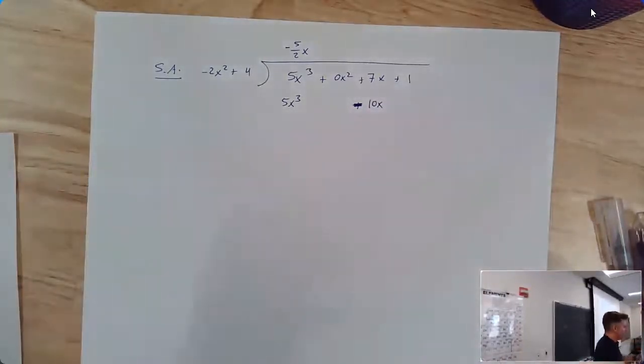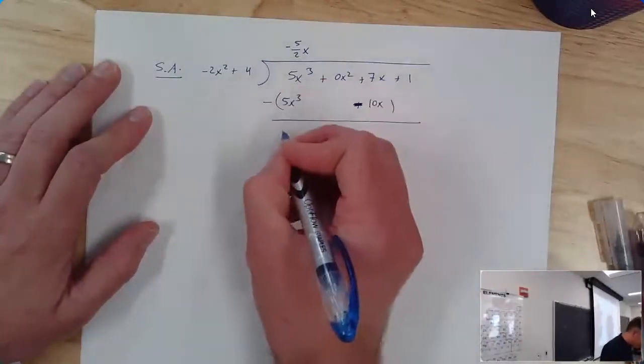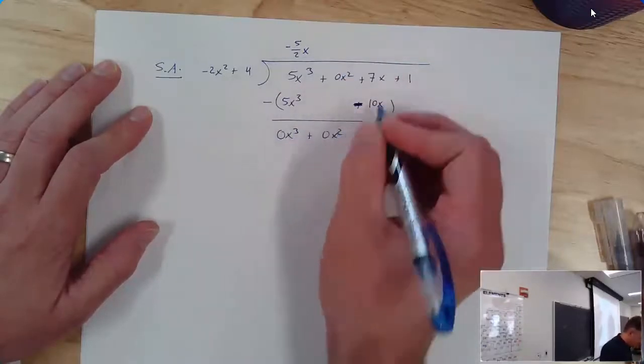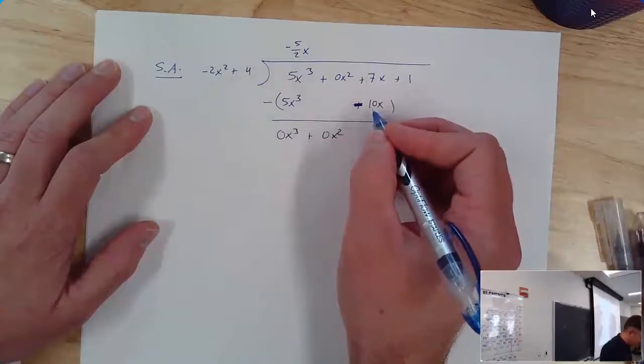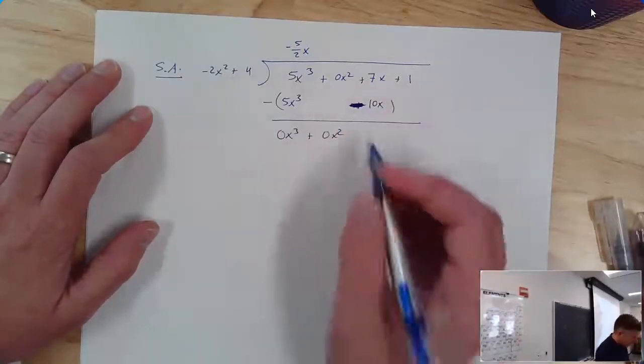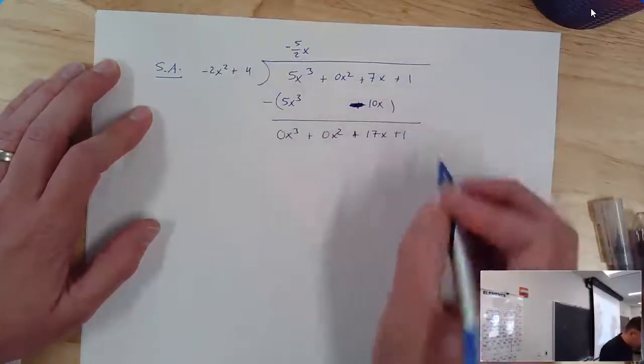Don't worry, this isn't going to suck that much. We're done with the sucking part. Because now we subtract: 5x cubed minus 5x cubed is 0x cubed. There wasn't an x squared, which is great. And 7x minus 10x, that's a minus sign. I know, right? It's the biggest minus sign ever. 7x minus 10x is plus 17x. Bring down the 1.